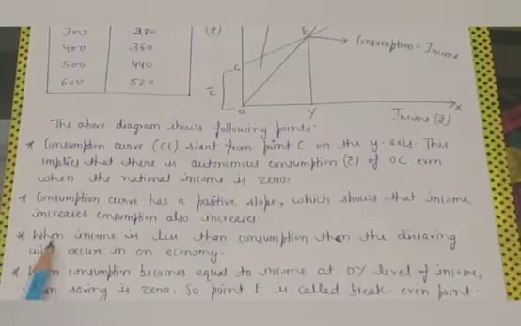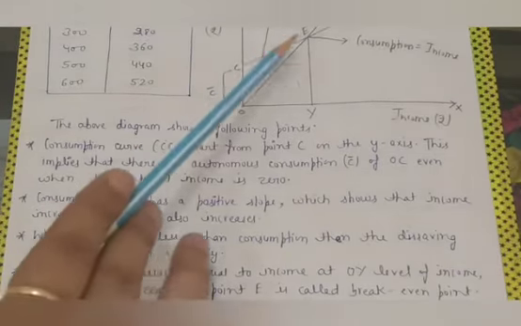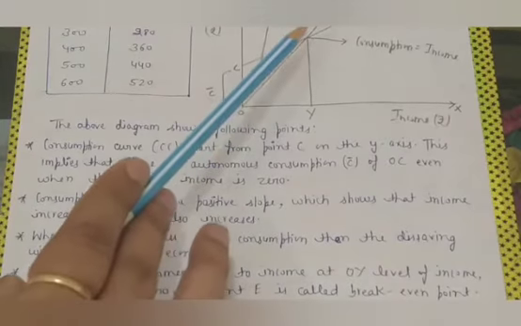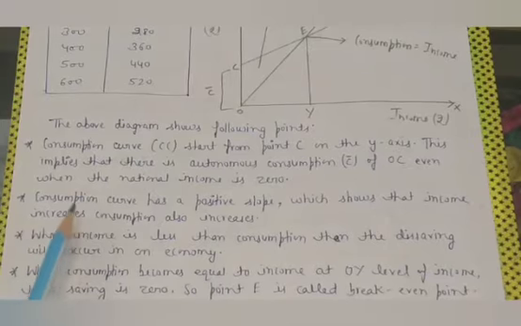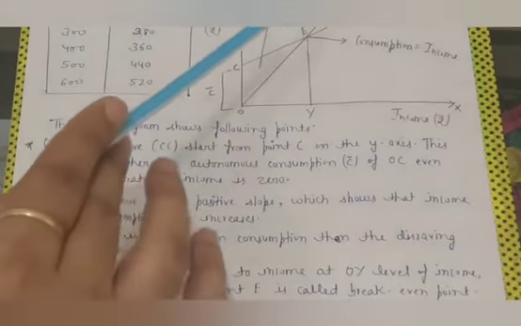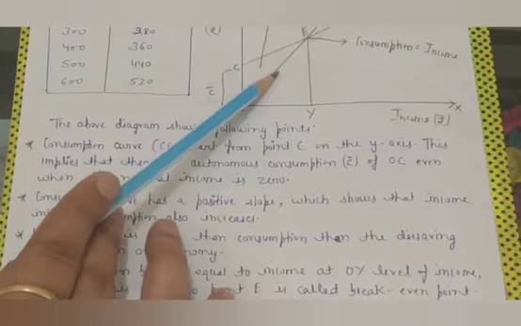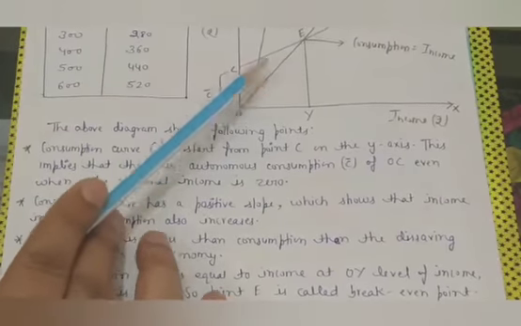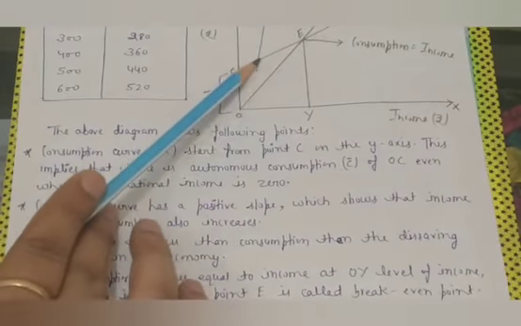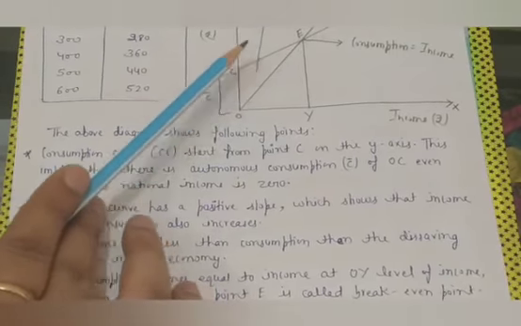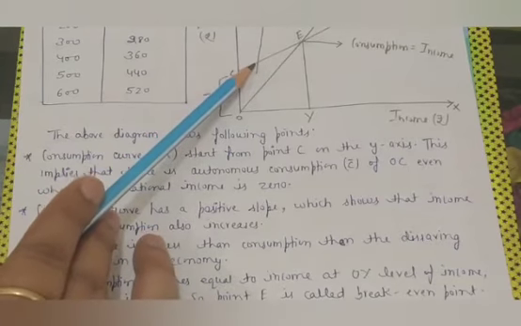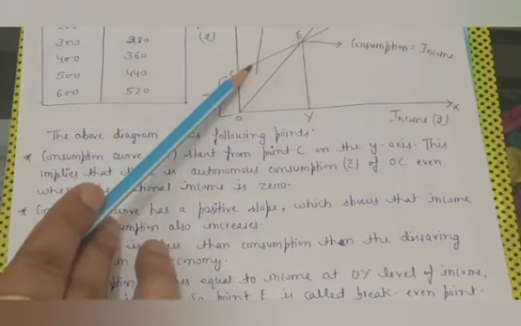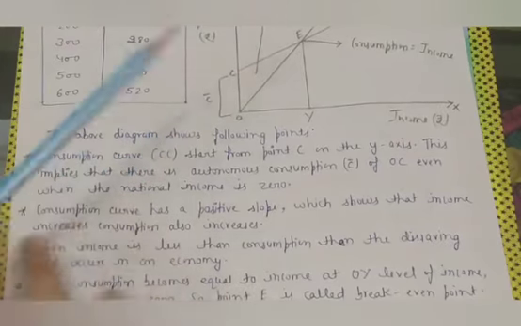See next point. When income is less than consumption, before point E, income is less than consumption. This is the income line and this is the consumption line. The income line is below the consumption curve, which means income is less than consumption, so saving is negative here.